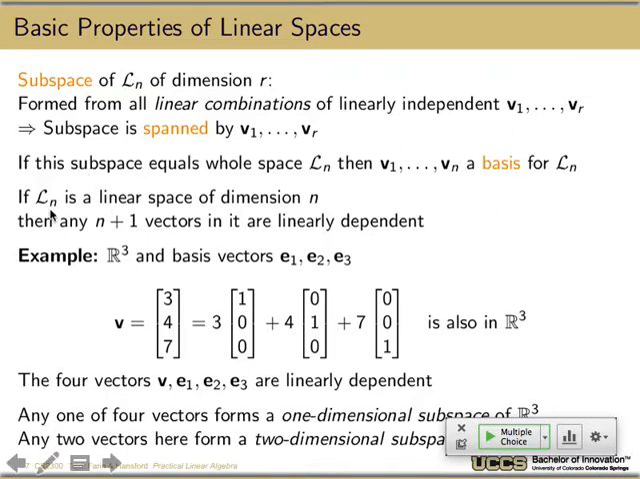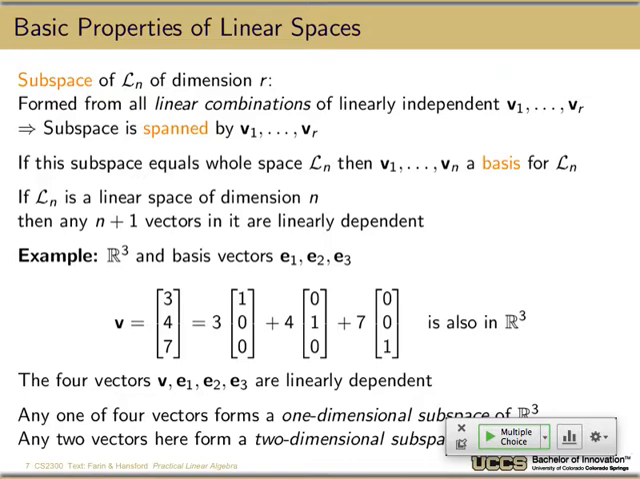If Ln is a linear space of dimension n, then because it's only of dimension n, any set of n plus 1 vectors must be linearly dependent. In 3D, I can only have 3 linearly independent vectors. I can't have 4 or 5. In 100D, I can only have up to 100 independent vectors, not 101, not 102, because after that, there's no dimensions left for them to fill up. Some of them are redundant.